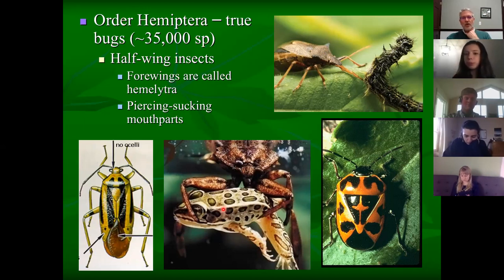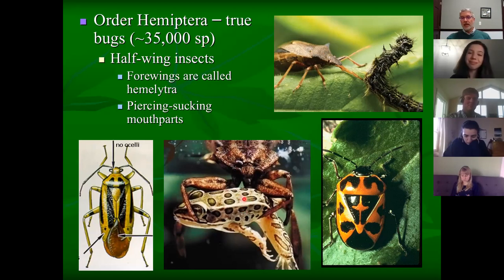This is the giant water bug, the gruesome giant water bug that is stabbing a frog. And here it's got these large forelegs or prothoracic legs that pinion the frog, and then they stick their piercing, sucking mouth parts in and liquefy the prey.